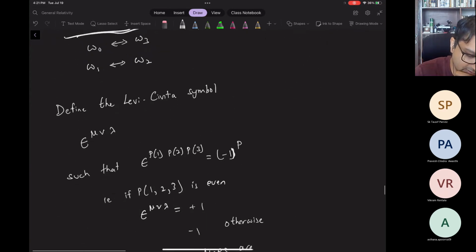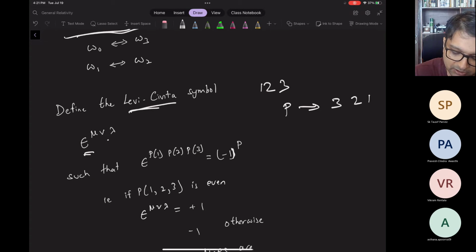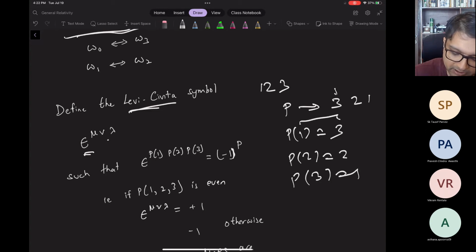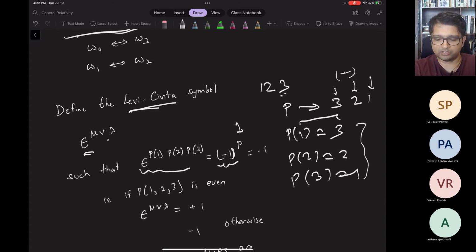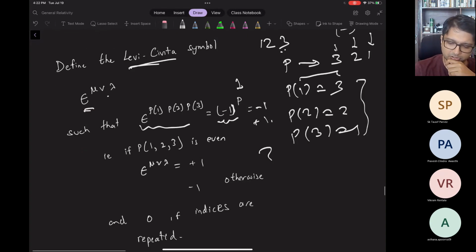So if we define the Levi-Civita symbol as epsilon mu nu lambda, remember that permutation symbol. The operation P defines a particular permutation. Let's say it takes you to 3, 2, 1. So P1 is defined as 3, P2 is defined as 2, P3 is defined as 1. So 1 got permuted and became 3. 2 got permuted and became 2. 3's place is now taken by 1. That's what we mean by these symbols P1, P2, P3. So epsilon of P1, P2, P3 is equal to minus 1 raised to P, where P is the sign of the permutation. In this case, this is an odd permutation, so minus 1 raised to P would be minus 1. If it's an even permutation, then you would get a plus 1. So this is your usual Levi-Civita symbol.